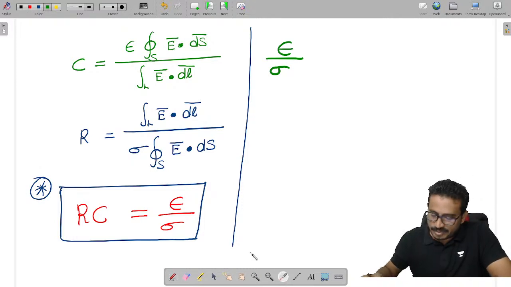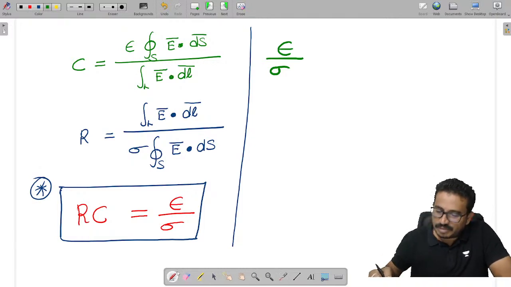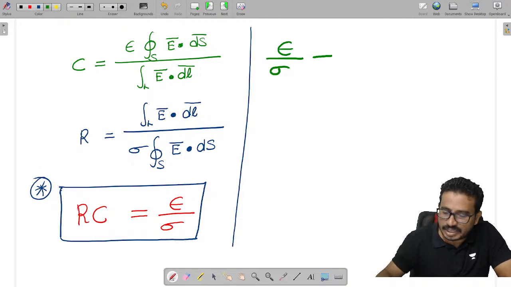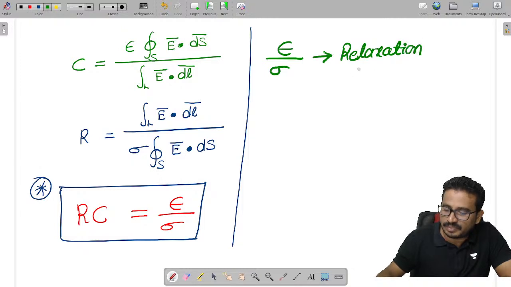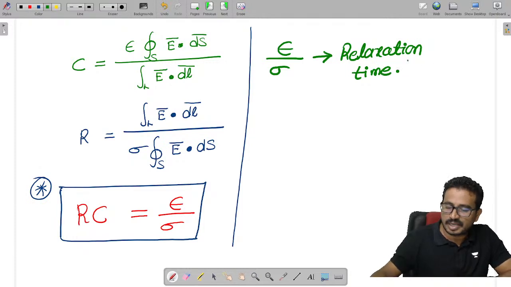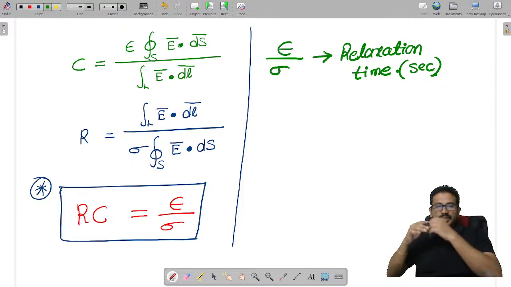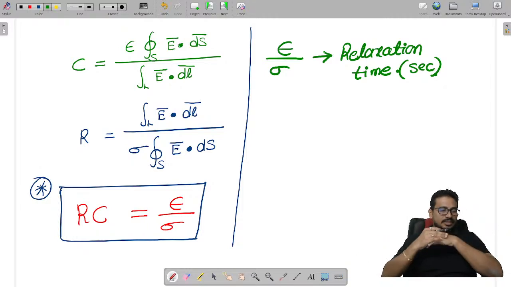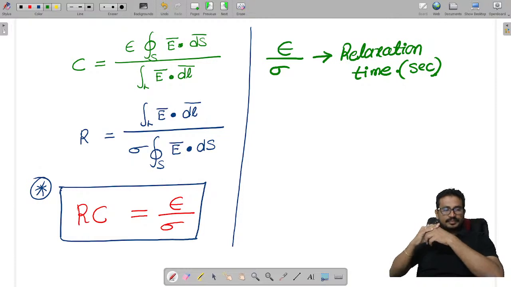In networks this is the time constant, but here epsilon by sigma is a time constant, and we can also use a different name for it, which is called the relaxation time. Epsilon by sigma, which we call the relaxation time. And what are the units? The units are seconds. Done.